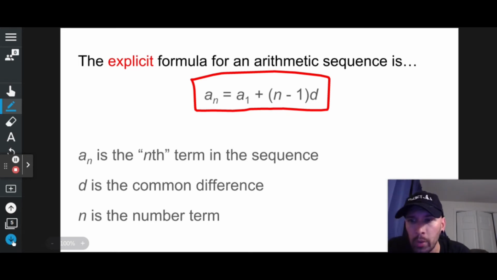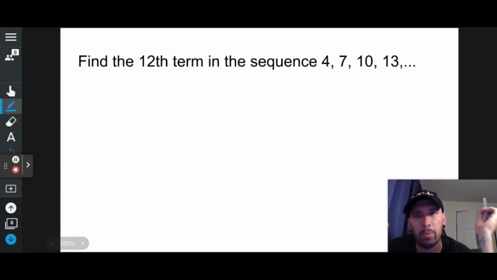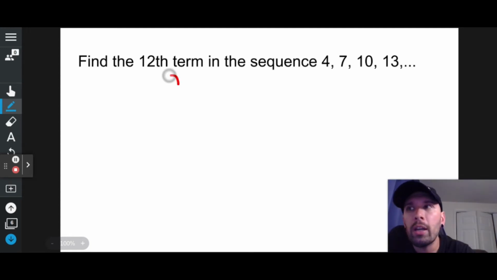Let's see if that's what we have directly in front of us. Find the 12th term in the sequence 4, 7, 10, 13, and so on. Well, what I said last time is the recursive formula is only helpful if I have, in this case, the 11th term in the sequence, which I don't. The explicit formula is useful if I'm trying to find some number way out here, which is what I want to do. So I'm going to write the equation in full.